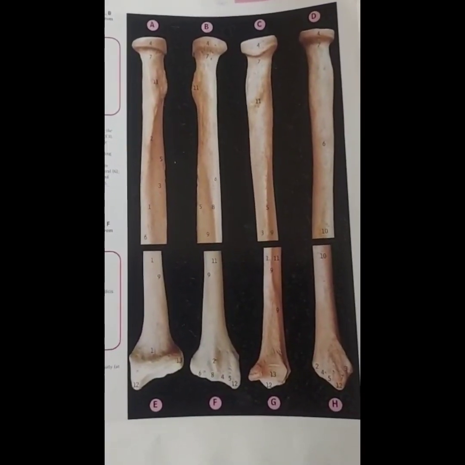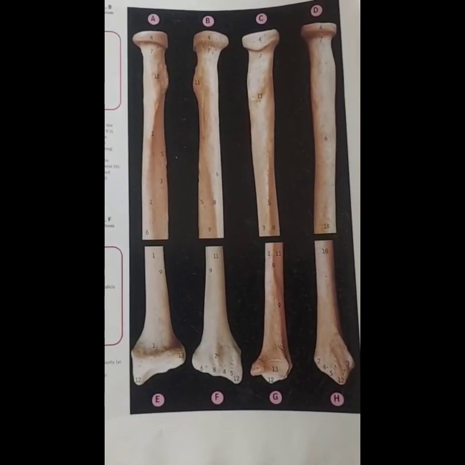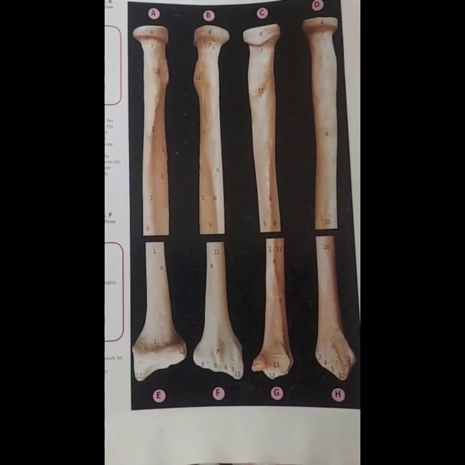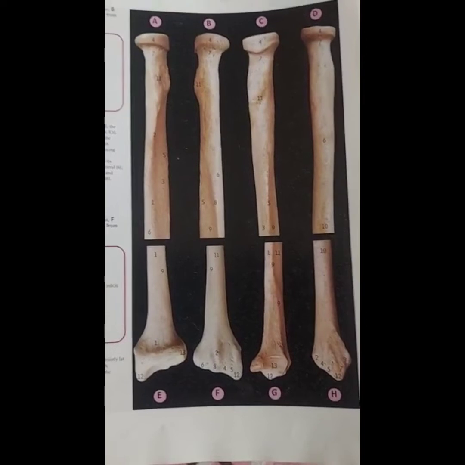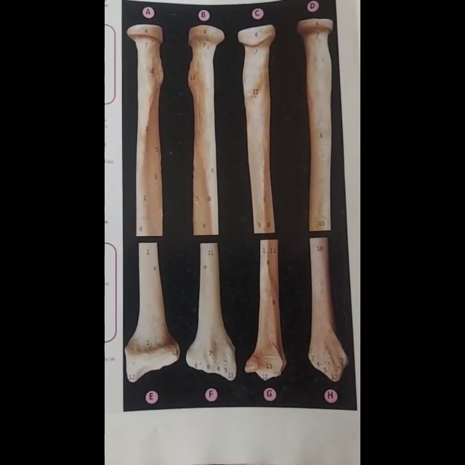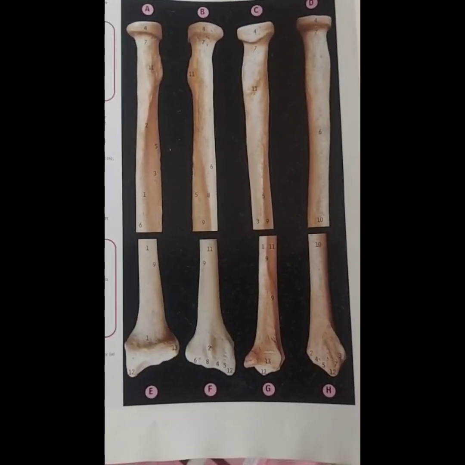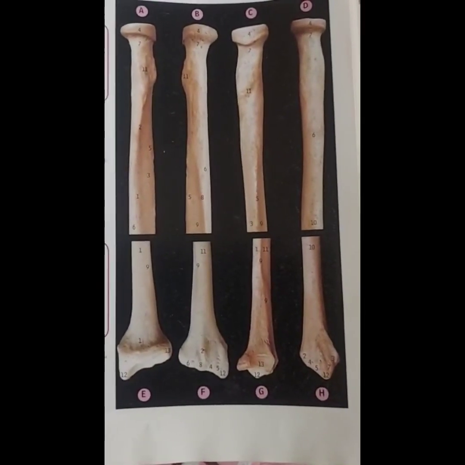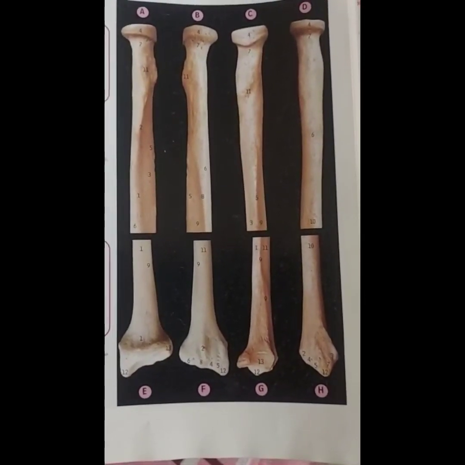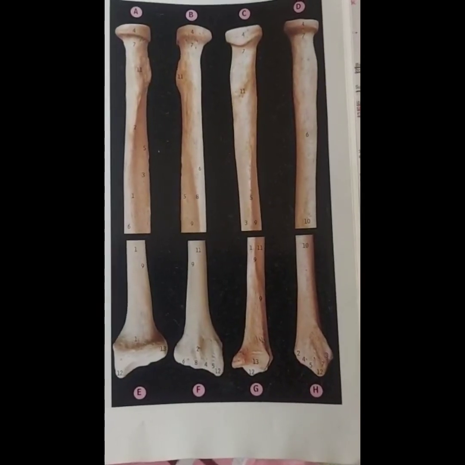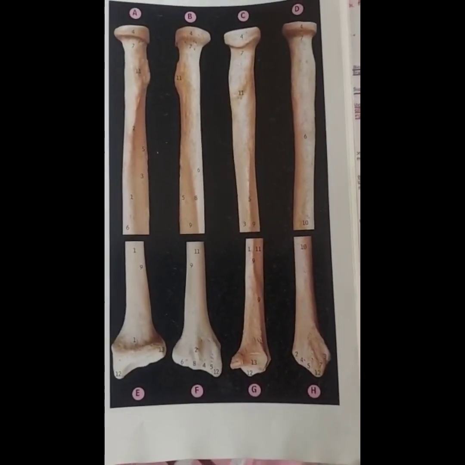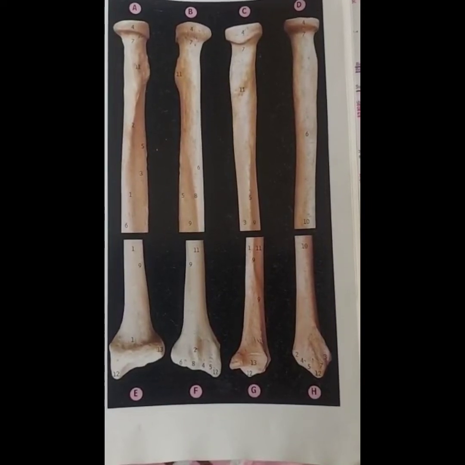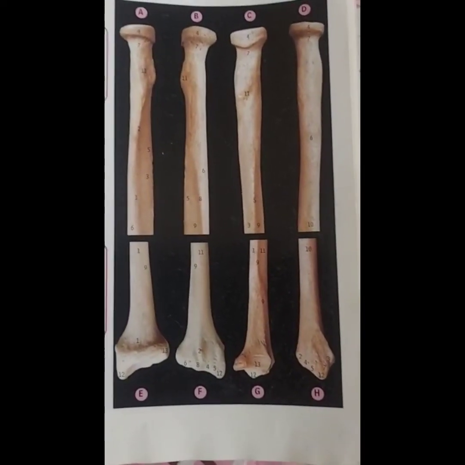Ossification of the radius. The shaft ossifies from the primary center, which appears during the 8th week of intrauterine life. The lower end ossifies from a secondary center, which appears during the 1st year and fuses at 20 years. It is the growing end of the bone. The upper end, the head, ossifies from a secondary center, which appears during the 4th year and fuses at 18 years.